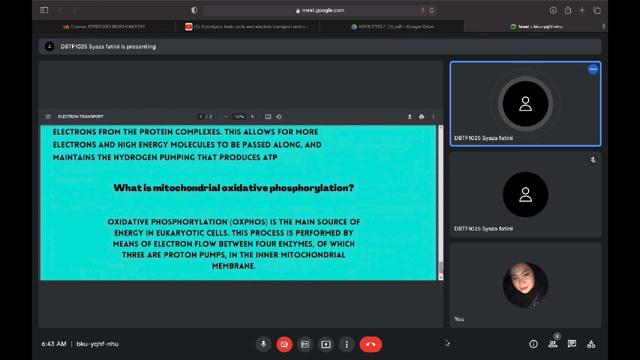The last one is, what is mitochondrial oxidative phosphorylation? Oxidative phosphorylation, OXPHOS, is the main source of energy in eukaryotic cells. This process is performed by means of electron flow between four enzymes, of which three are proton pumps in the inner mitochondrial membrane.